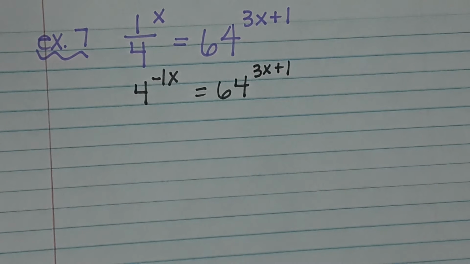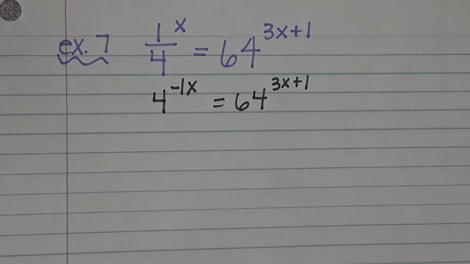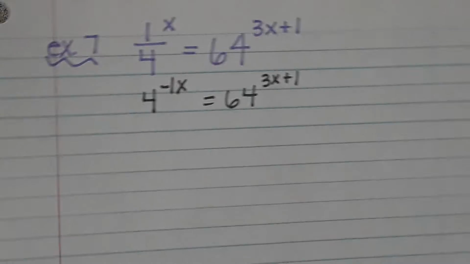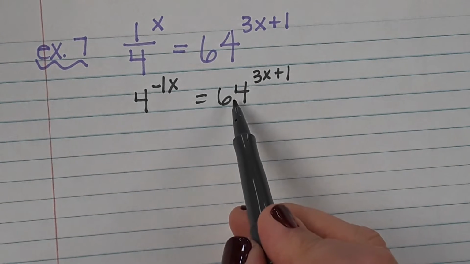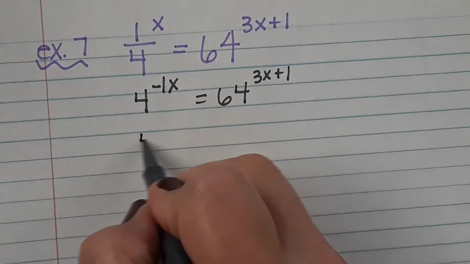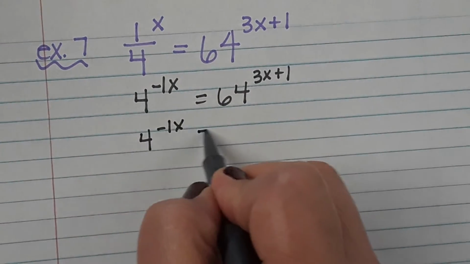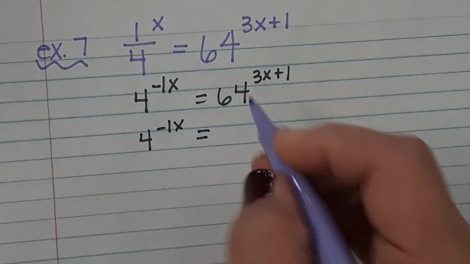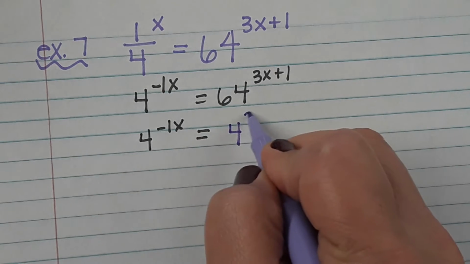So that's one thing that you need to remember: anytime you have a fraction, just take the denominator and write it with a negative exponent. And the negative exponent would be negative 1. Okay, now it becomes just like we were doing. Can I rewrite 64 with a base of 4? 4 to the third. So I'm going to leave 4 to the negative 1x, and I'm going to change 64 to 4 to the third power.